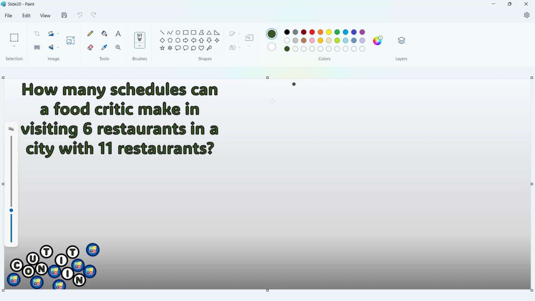To do that, we need to use the formula for the permutation, nPr, where n is the number of objects that are possible. So we have here 11 restaurants, and we have here r, the number of restaurants taken at a certain time, or in this case, a certain schedule. You have here 6 restaurants. So that means we are going to have 11 taken 6.